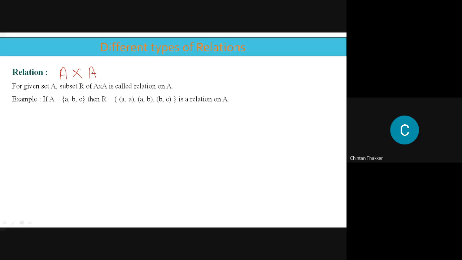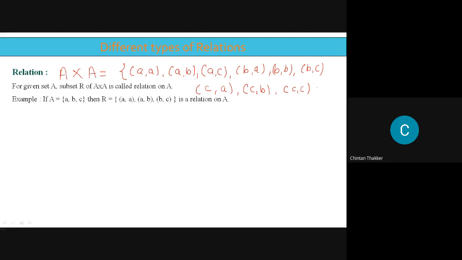Okay, those 9 elements are, in A cross A: first (A, A), then (A, B), then (A, C), then we have (B, A), (B, B), (B, C), then (C, A), (C, B), and (C, C). A cross A has these 9 elements.